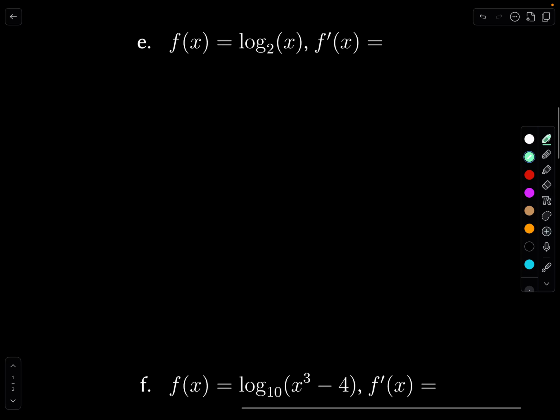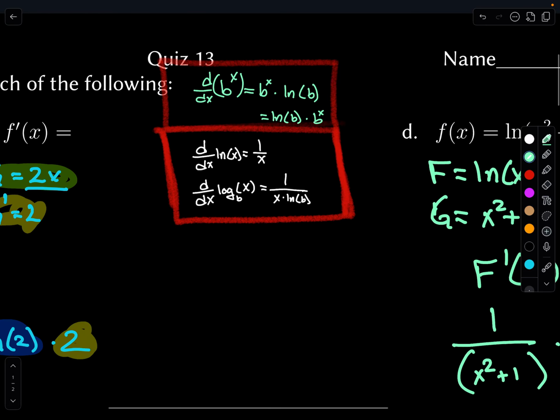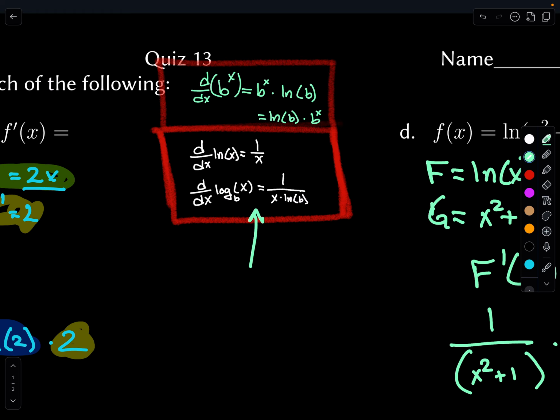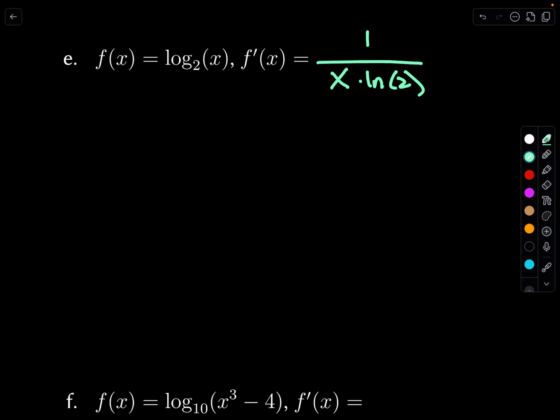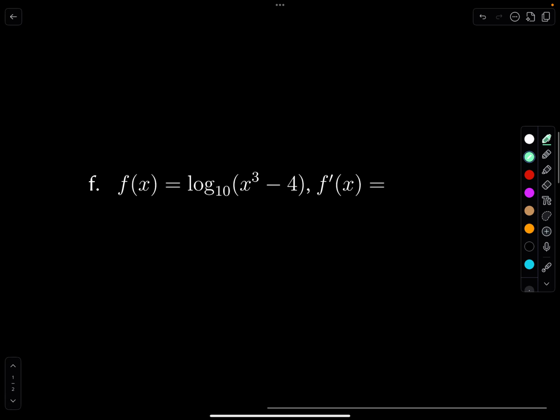Okay, next one. Log base 2 of x. That's just going to be applying this rule right here. So let's just go ahead and do it. This will be f prime of x is 1 over x times the natural log of 2. Okay, one more of these, and here again the chain rule.